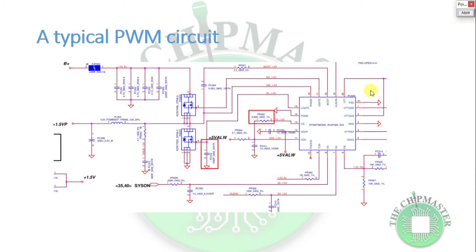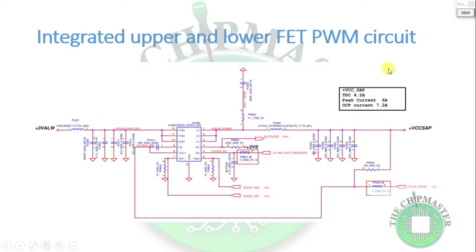Alright, let's take a look at another one. As you can see here, we have an integrated upper and lower FET PWM circuit. We have a chip, a coil, and the filter capacitors, but we don't see any MOSFETs. So this chip has the MOSFETs integrated inside of it, right? This is the new power supply PWM chip. On most motherboards, you don't see any upper and lower MOSFET. The only thing you see is the PWM chip and a coil. So the MOSFETs are integrated.